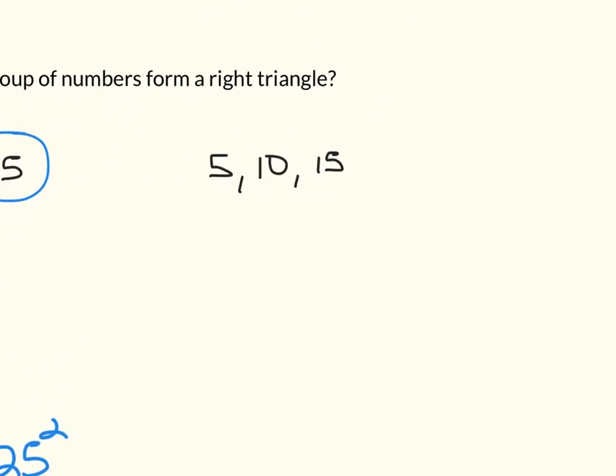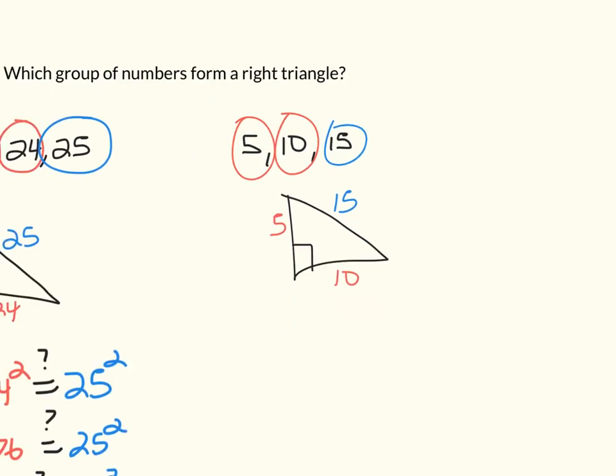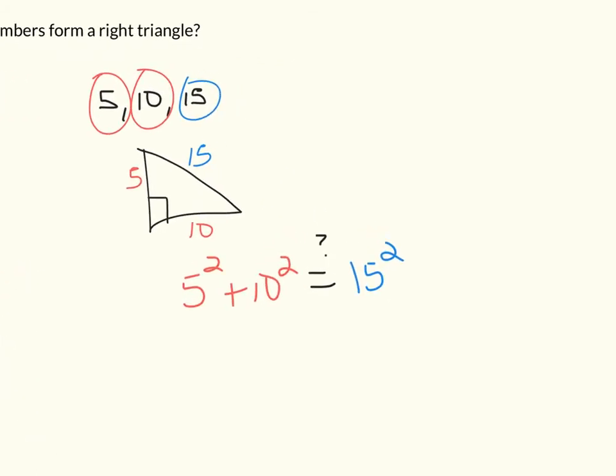Well, how about this one over here? We might as well check it to make sure that I didn't make any mistakes. Here we go. There's the right triangle. My smallest two numbers are my legs. My largest number is the hypotenuse. And going through, does 5 squared plus 10 squared equal 15 squared? Now let's see, 5 times 5 is 25. 10 times 10 is 100. So, is that the same as 15 to the power of 2?